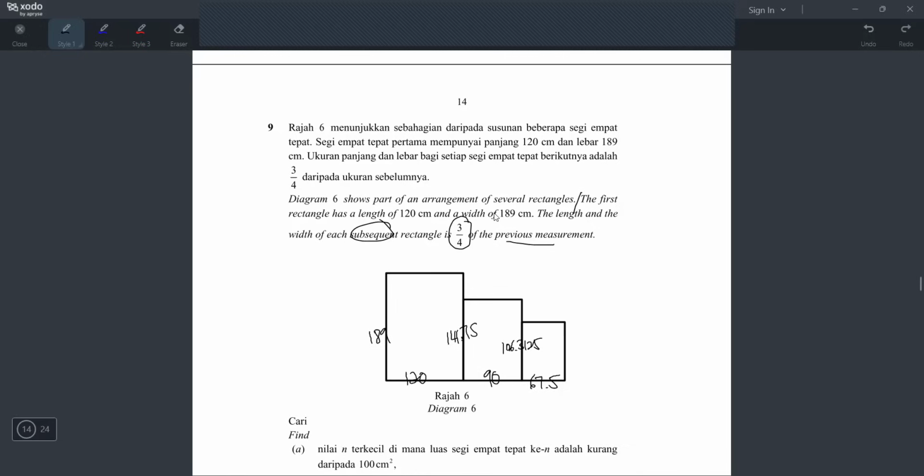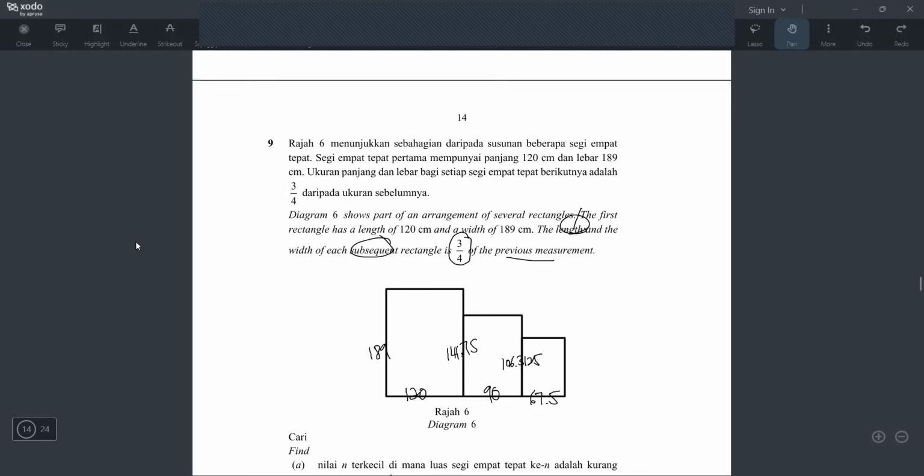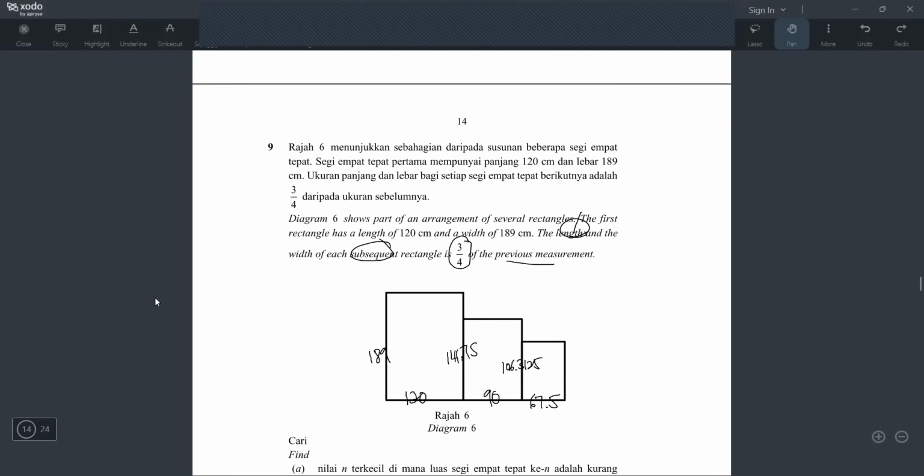106.3125, right? It means the length of the rectangle can form an arithmetic progression or geometric progression? Geometric progression, right? Because just now I multiplied with a number. I didn't add or subtract, I multiplied and divided. So definitely the length of the rectangle can form a geometric progression. But the width also can form a geometric progression, right? So later I have to read the next question very carefully because I need to know whether I need to form the progression using the length or the width.